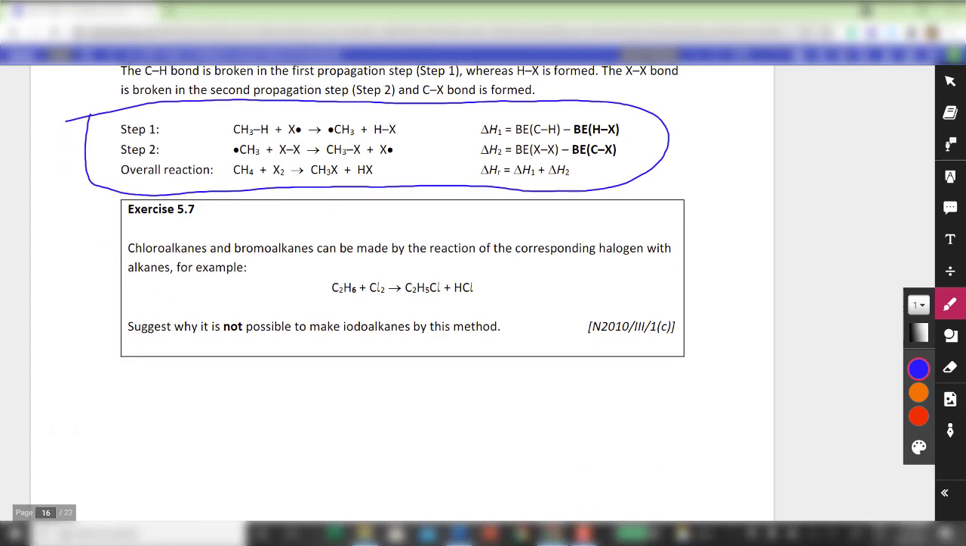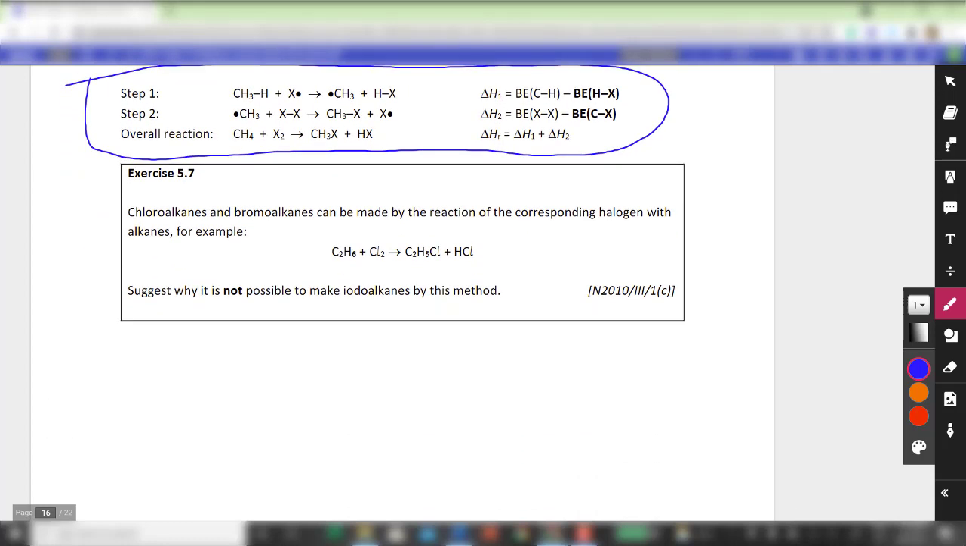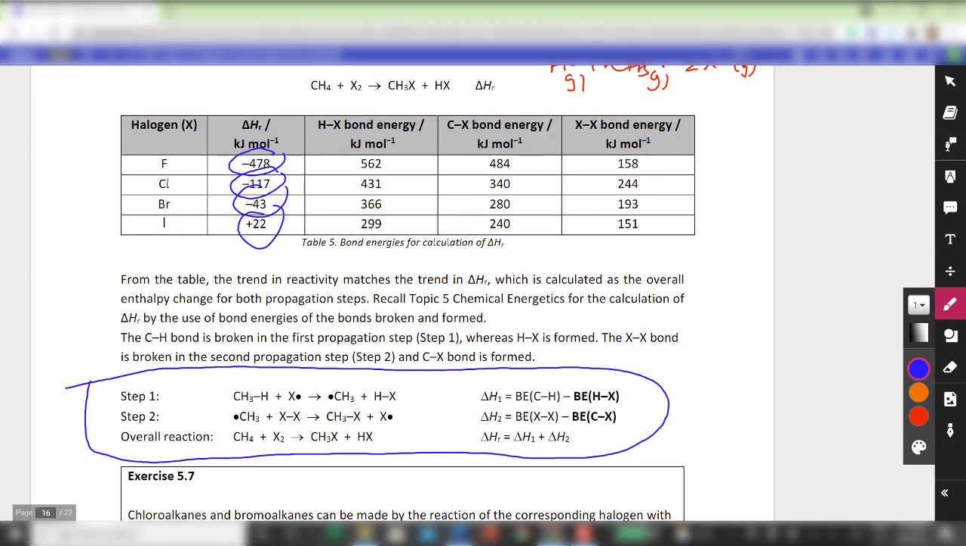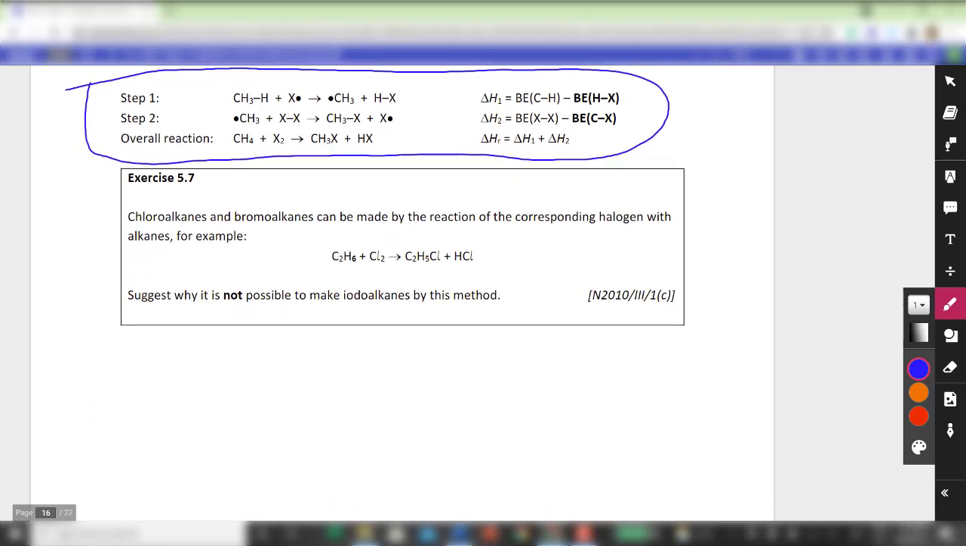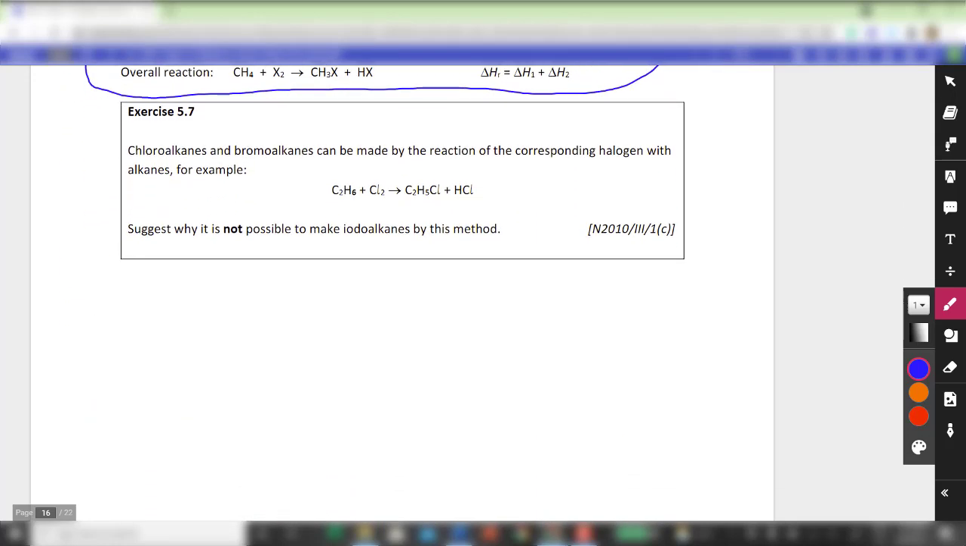And then for exercise 5.7, you were told that chloroalkanes and bromoalkanes can be made by the reaction of the corresponding halogens with alkanes. Suggest why it is not possible to make iodoalkane in this particular method. Again, we can do the same thing if you want to, but you might want to be aware that the HI bond formed in the first propagation step is a very weak bond, and it's highly endothermic. If you want to, you can analyze it by looking at the cycle.